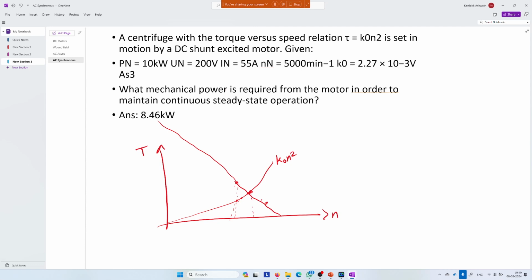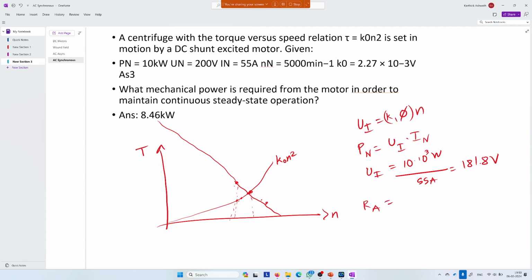So step 1 is as usual. UI is K1 phi n. I will keep K1 phi as a single term. For that we need UI now. UI is from Pn. So Pn equals UI times In. So I'm using the nominal case to get this K1 phi value, which I can use for all the other points in the motor. UI equals 10 times 10 to the power 3 watts divided by current, 55 amps. This gives me 181.8 volts.